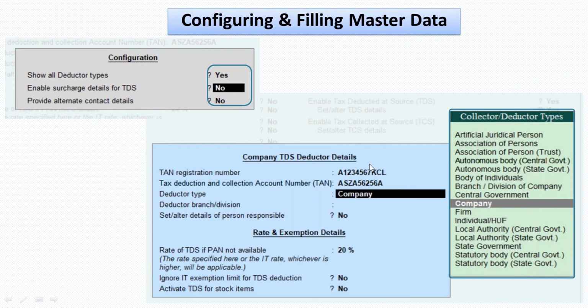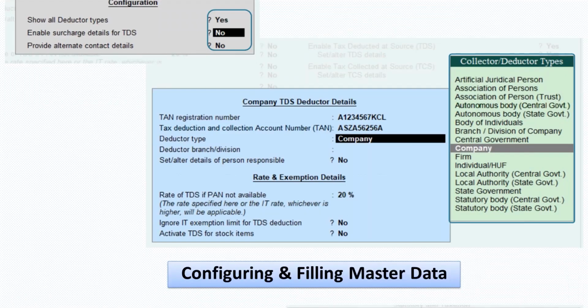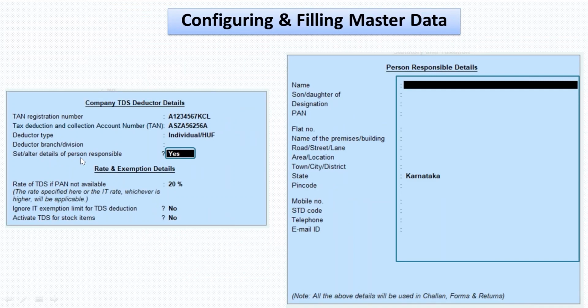Now, what are the various deductor types we will get to see here? Whether it is a company or non-company, or if it is non-corporate, then the category of the deductor or collector will be available. Since it's TDS, it will be a deductor. Then if we want to put in the details of the person responsible, those details can also be filled in here. All this information will be used in the challans, forms and returns.